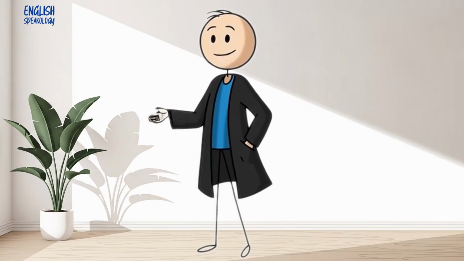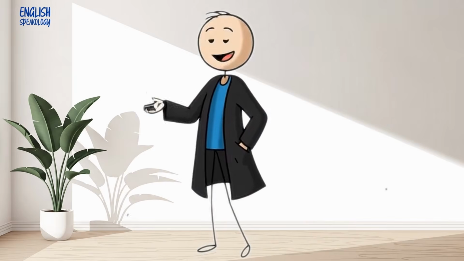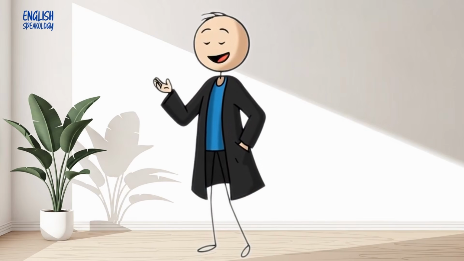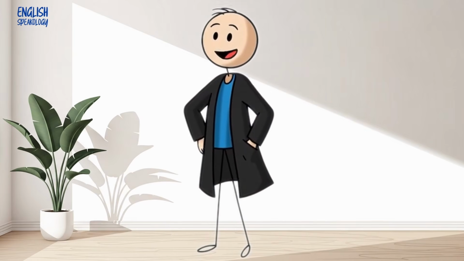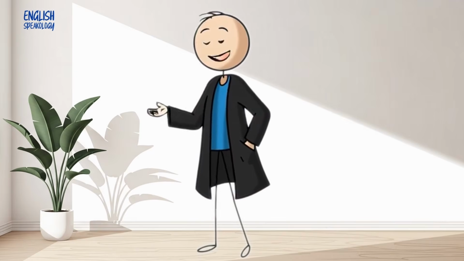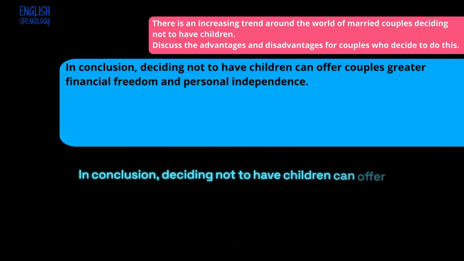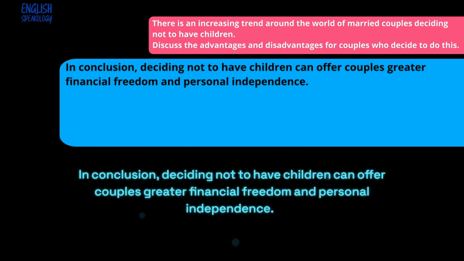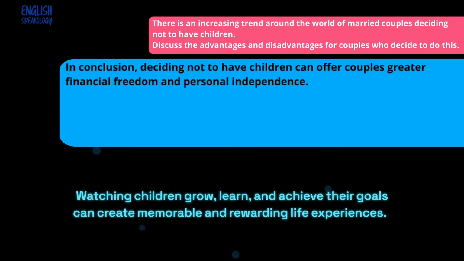Writing the conclusion. Now we move to the final part of the essay. Many students think the conclusion must be long, but in IELTS writing, a conclusion should be short and clear. It should simply summarize the discussion. Let's write it. In conclusion, deciding not to have children can offer couples greater financial freedom and personal independence.